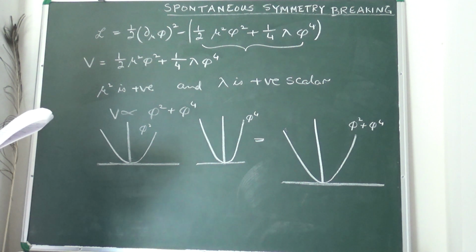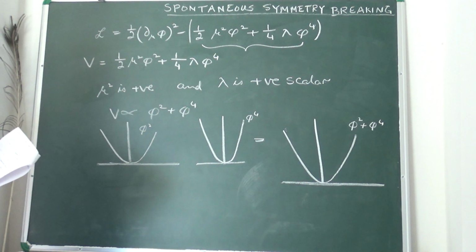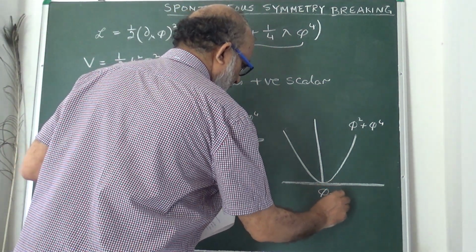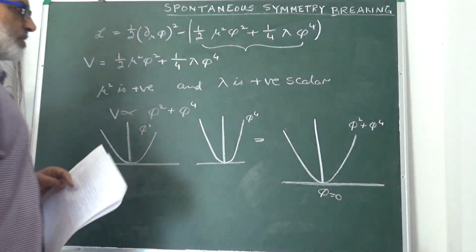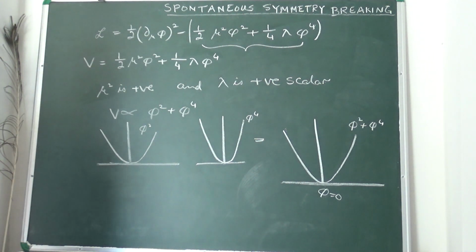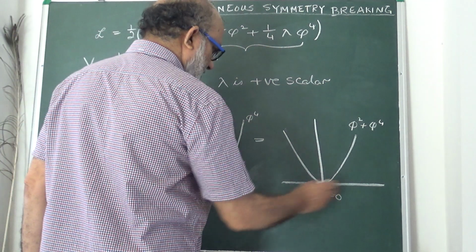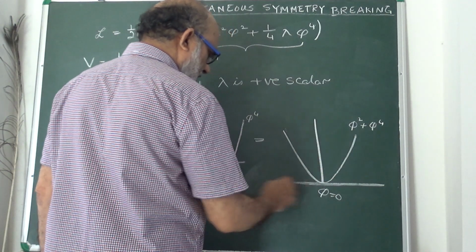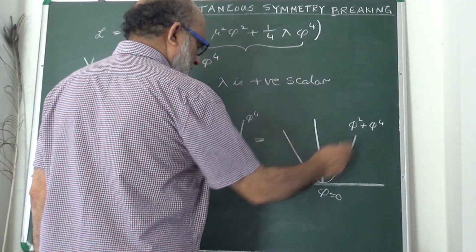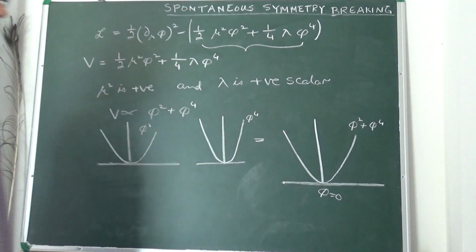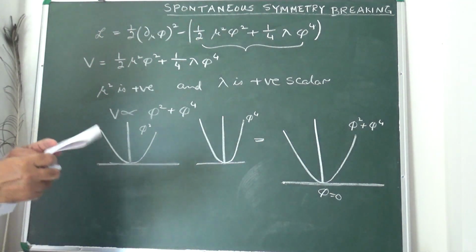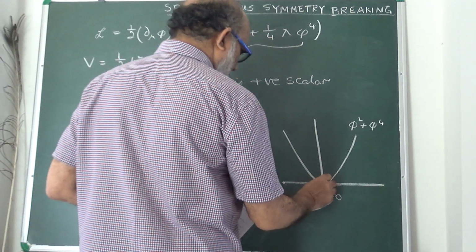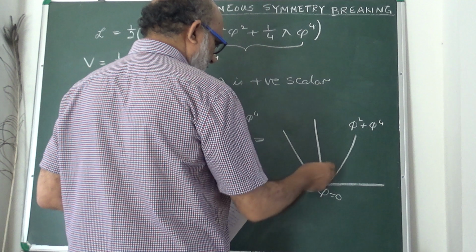So the mass that is obtained as a result of excitation of fields, variation of the fields, will be real in this case. As the field varies, either goes plus phi or minus phi, you will get a real mass. It's just like a particle in a cup. The potential energy is symmetric about phi equals zero, and you get a real mass.